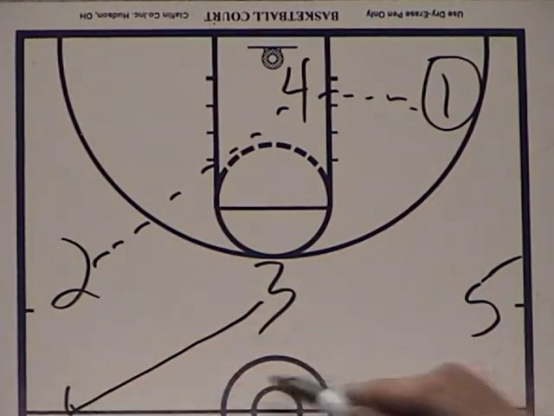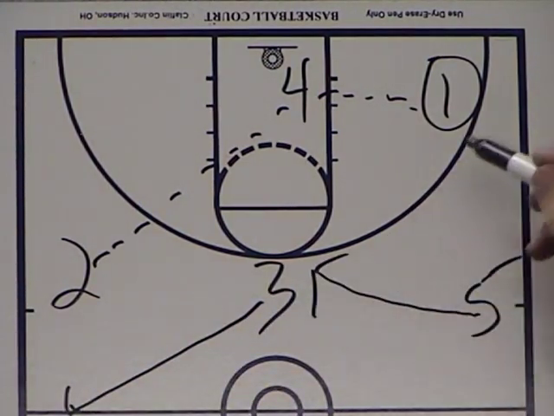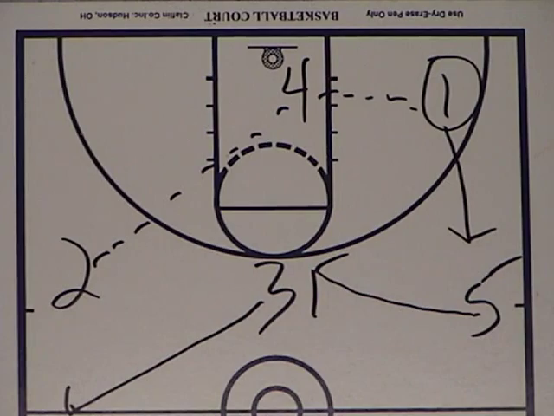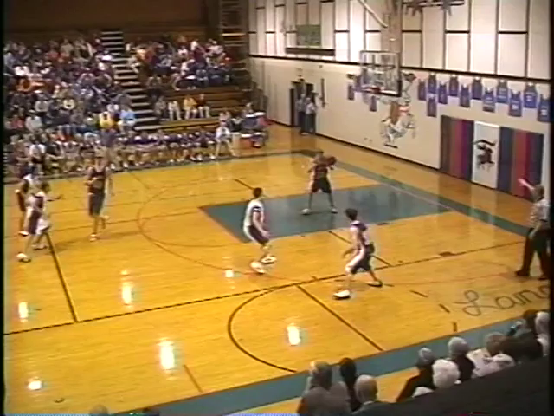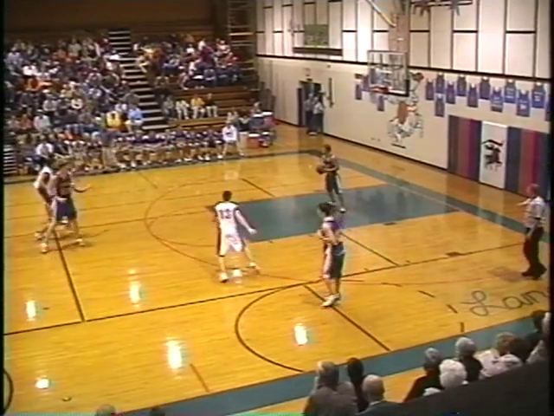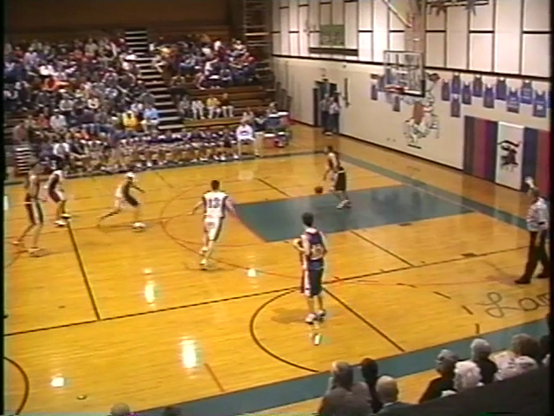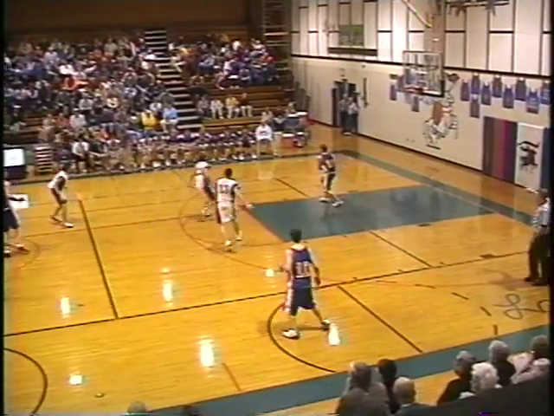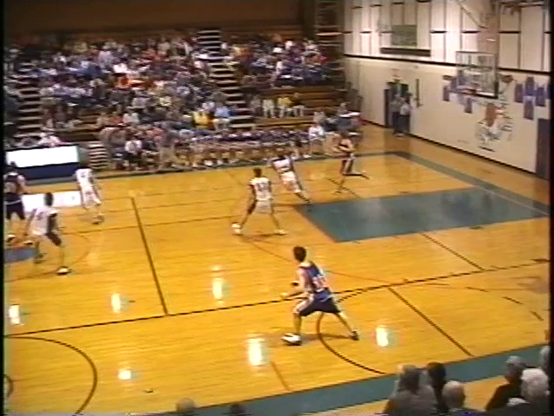If that happens, your post man goes to the sideline and the opposite post comes back to the middle, and one will go up the sideline. Here we're reversing the basketball. The guard should have been closer up here. He's a little bit further away.